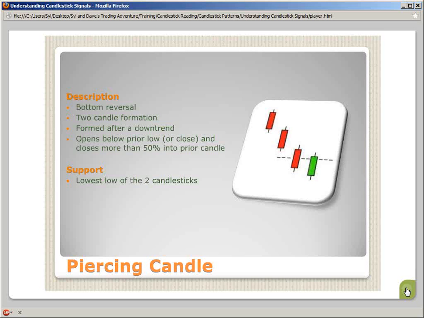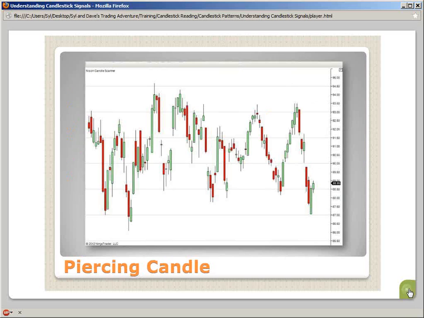And of course, again, the support area, the stop area, if you will, is the lowest of the two candles, whichever has the lower low. That's your stop. Okay, that's how that works. Okay, so here we go.